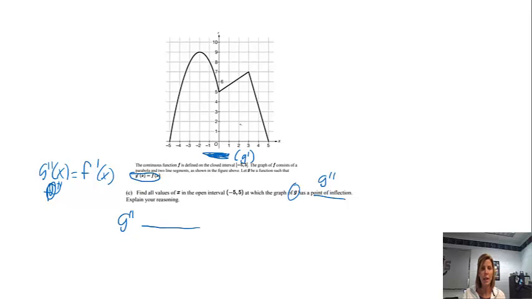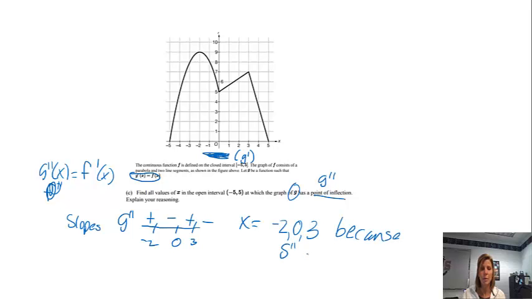So g double prime, if this is g prime, to make a g double prime chart we are going to look at the slopes, because we're looking at the derivative. The slopes are positive until I get to -2. The slopes are negative till I get to 0. The slopes are positive till I get to 3. And then the slopes become negative once again. So there are points of inflection at x equals -2, 0, and 3, and that is because g double prime changes sign. Okay, and then that's it.